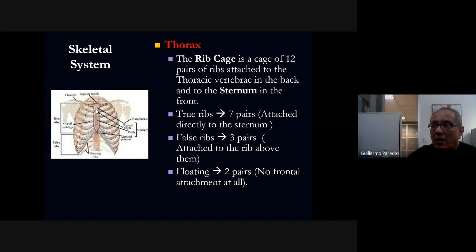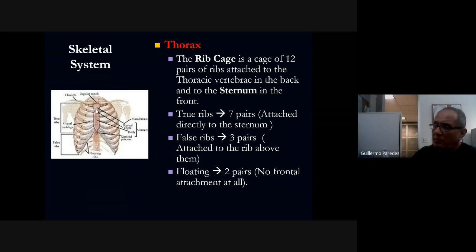The false ribs are the next ribs, meaning 8, 9, and 10. These 8, 9, 10 are attached posteriorly to the vertebrae, but anteriorly they are not attached directly to the sternum, but through a cartilage. They continue with the cartilage, and that cartilage gets attached to the sternum. Those are called the false ribs. Okay?